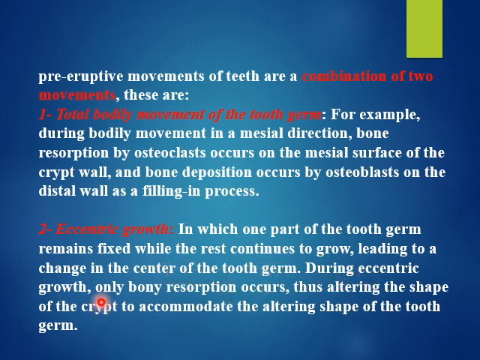During eccentric growth, only bony resorption occurs, thus altering the shape of the crypt to accommodate the altering shape of the tooth germ. Eccentric growth means one part of the tooth germ remains fixed while the other part continues to grow. There is only bone resorption, while in total bodily movement, bone resorption on the pressure side occurs and bone deposition on the tension side occurs.